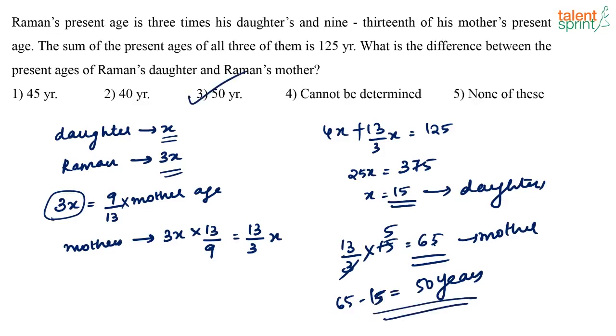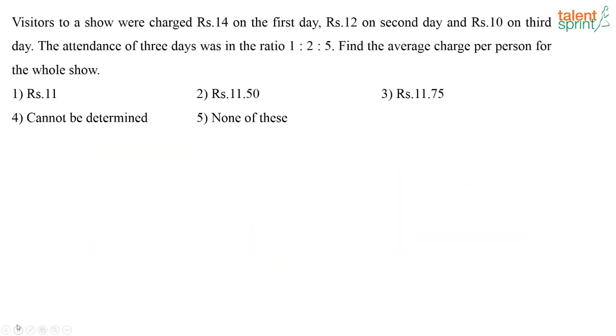Option 3. See, for such questions, if you try to stick with one variable, calculations become easier. Sometimes we tend to take one variable as x and another variable as y. That will lead to an increase in the number of steps. Try to stick to one variable so that you are able to solve faster.